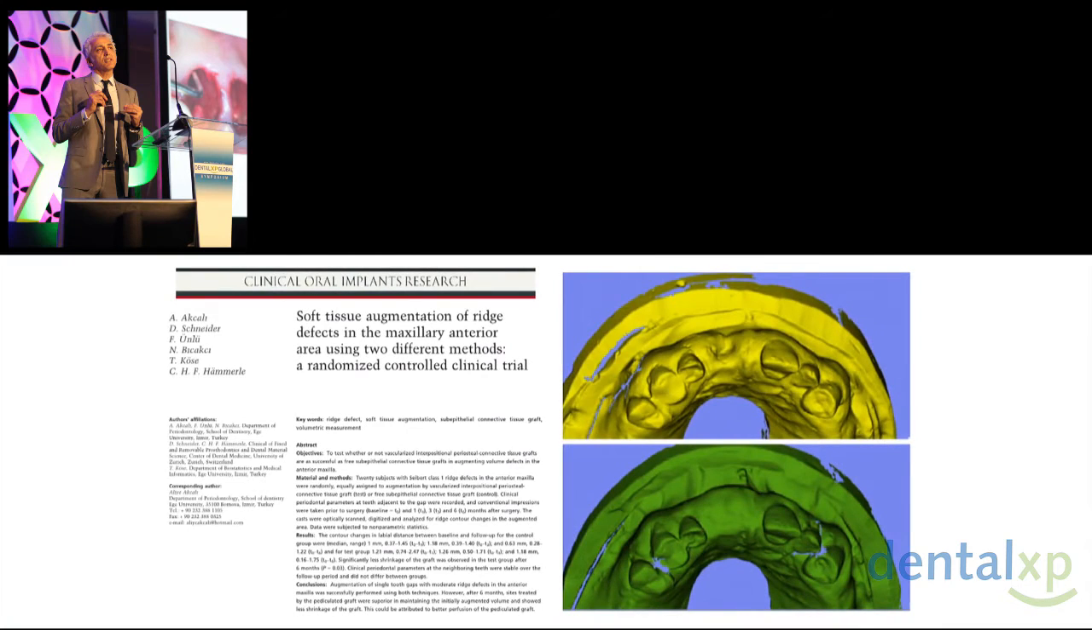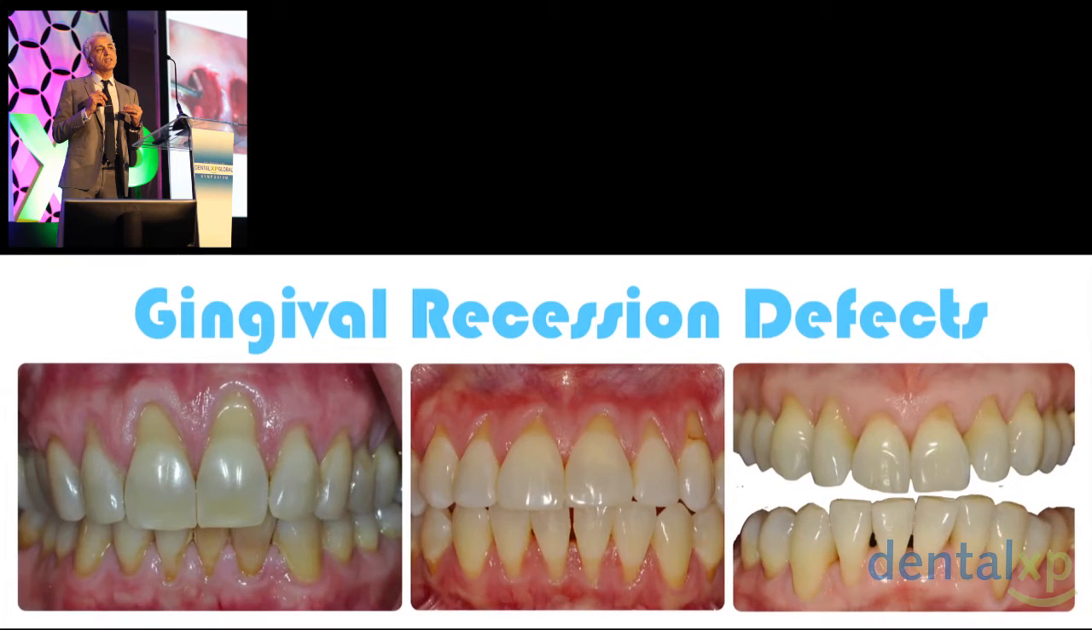There was a study that was just published that compared the VIP graft to a free connective tissue graft. This was led by Professor Hämmerle in Zurich, and they demonstrated that the vascularized graft leads to considerably greater volume of soft tissue. So this has been demonstrated, that the vascularized grafts can lead to more soft tissue gain. So this is something that we use for a major reconstruction. So let's go back to the soft tissue deficiencies around teeth to see how we manage that.